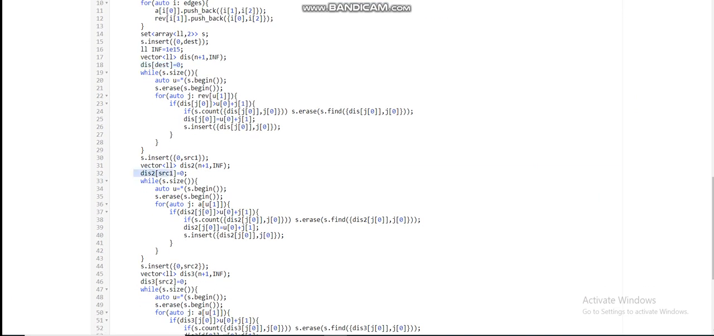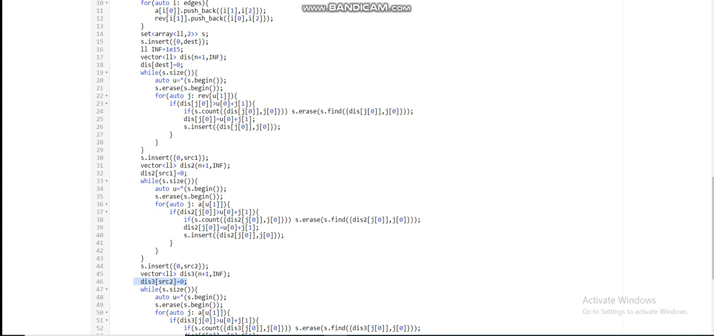This first array will store the minimum distances from any vertex to the destination vertex. This second array will store the minimum distance from our source 1 vertex to any other vertex, and this third array will similarly store the distance from source 2 to any other vertex.